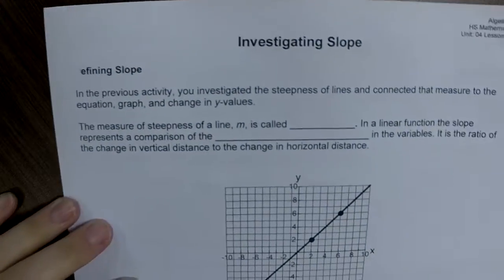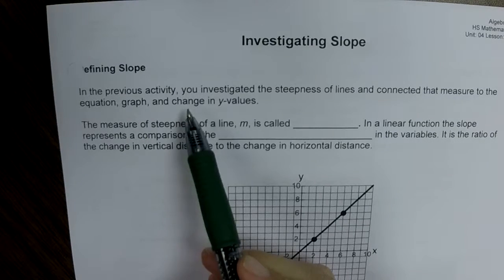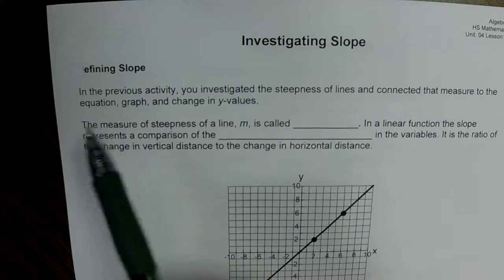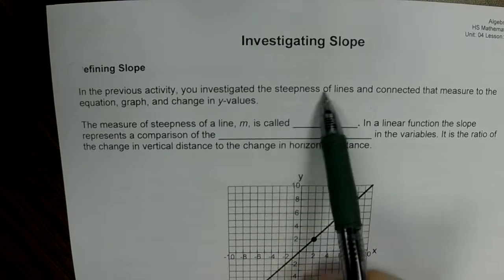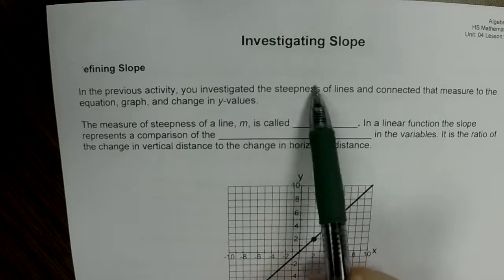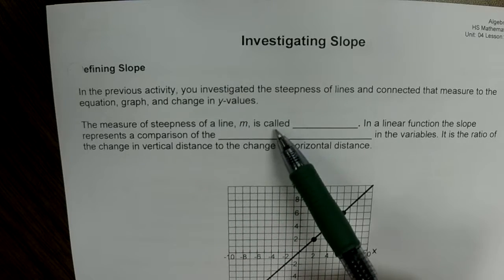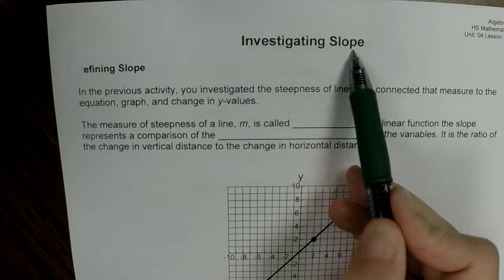On the next page, it talks about how to define slope. It says, in the previous activity, you investigated the steepness of lines and connected that measure to the equation, the graph, and the change in the y values, all of which has to do with steepness. So the measure of steepness of a line is called, well, that's what the entire lab is about. That's going to be slope.